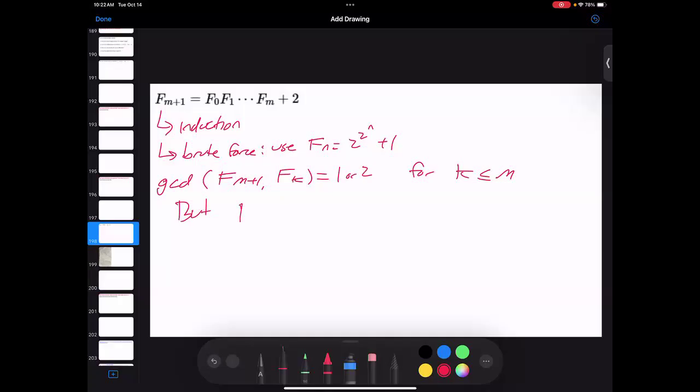But F_n is always odd. So what's the GCD? It's 1. So we've just proven that these numbers are relatively prime.